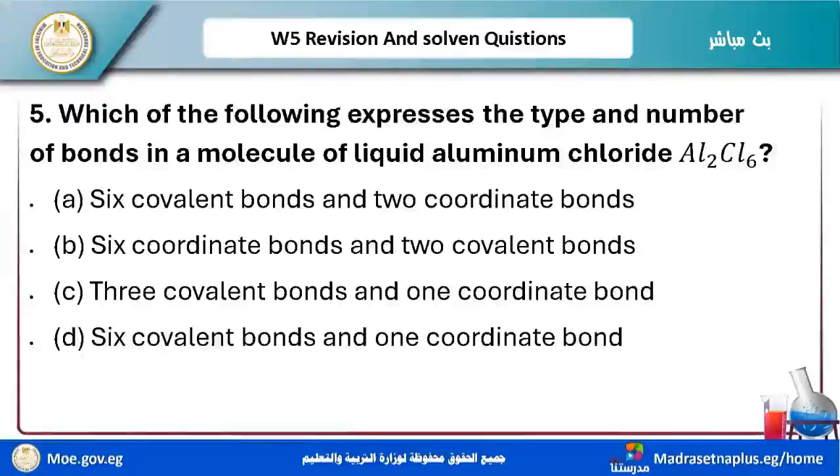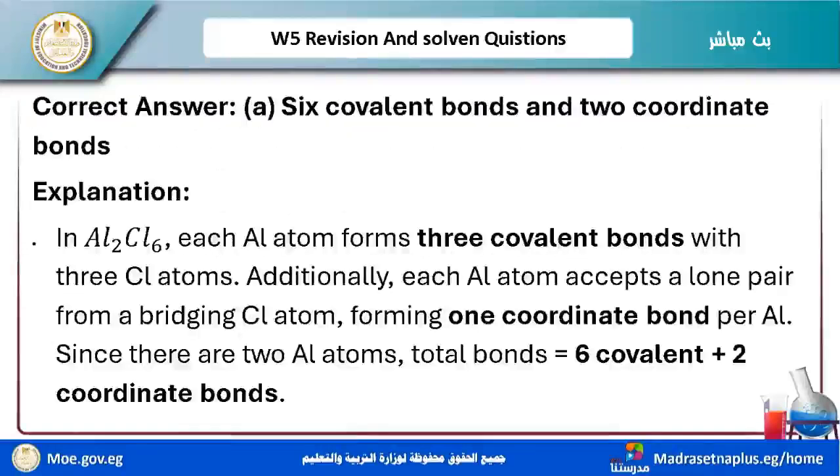Aluminum makes 3 bonds because it has 3 electrons. These are covalent bonds between aluminum and chlorine. Now, why Al2Cl6? I have many bonds. These bonds are 6 covalent bonds and 2 coordinate bonds.